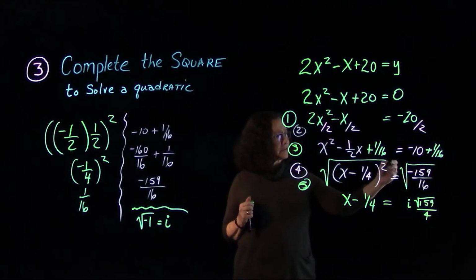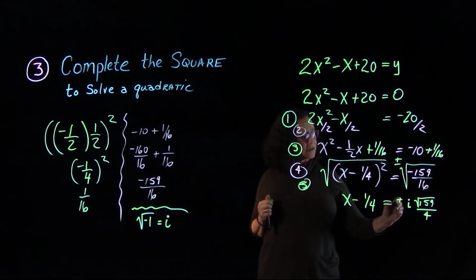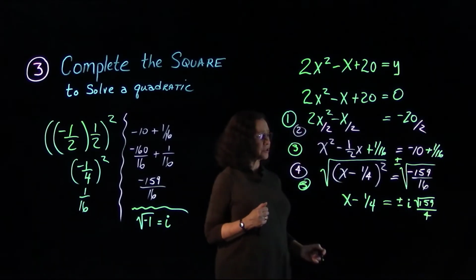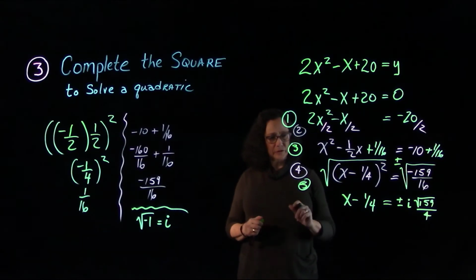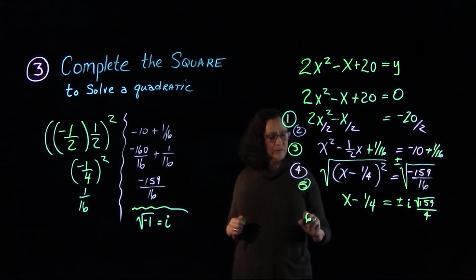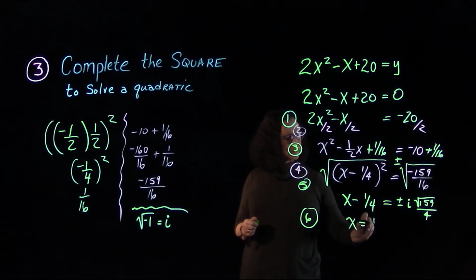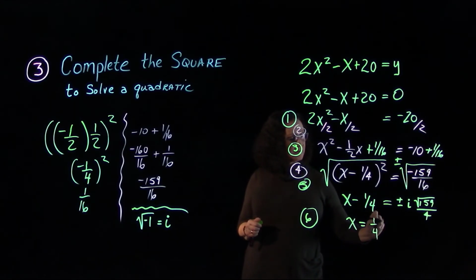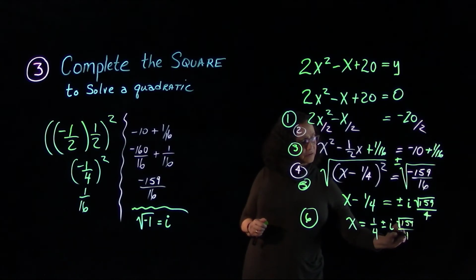And because we've taken a square root, we have a positive and negative root. That doesn't change even though we're working with imaginary numbers. And now we want to isolate our x by adding 1/4 to both sides. And that gives us our solution.